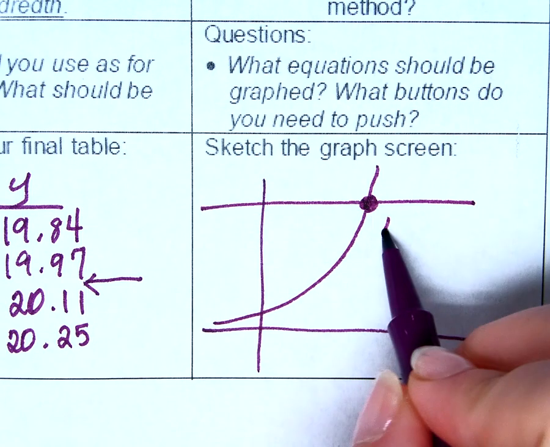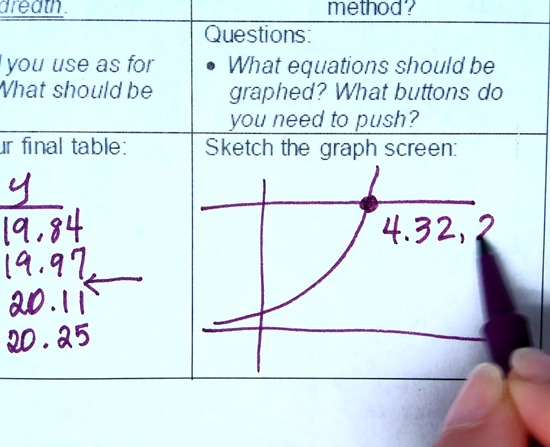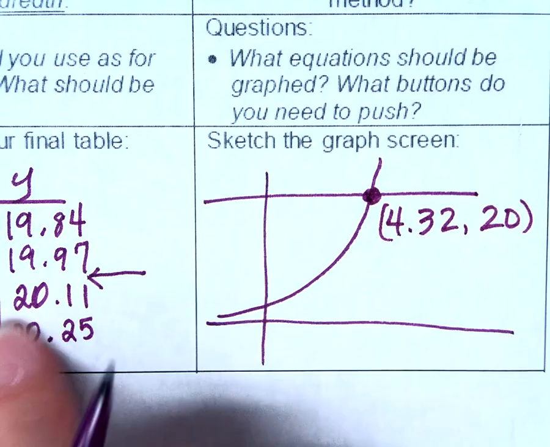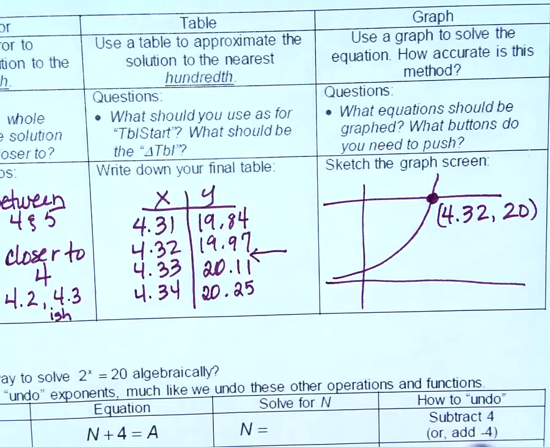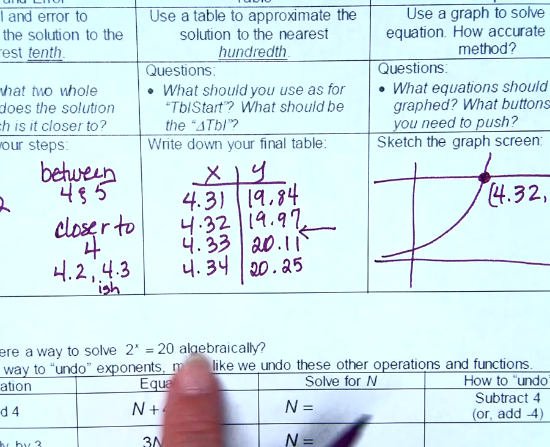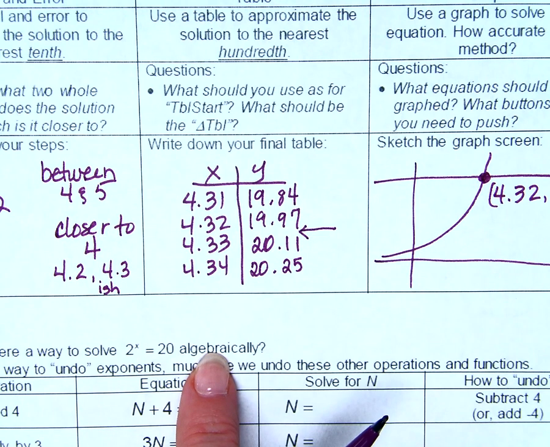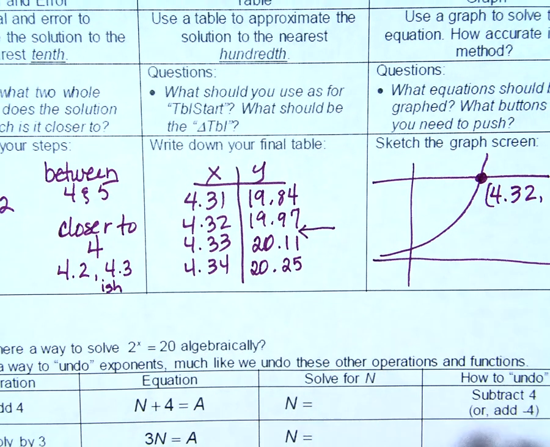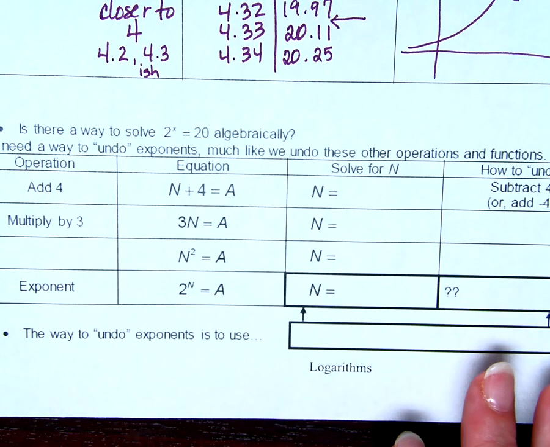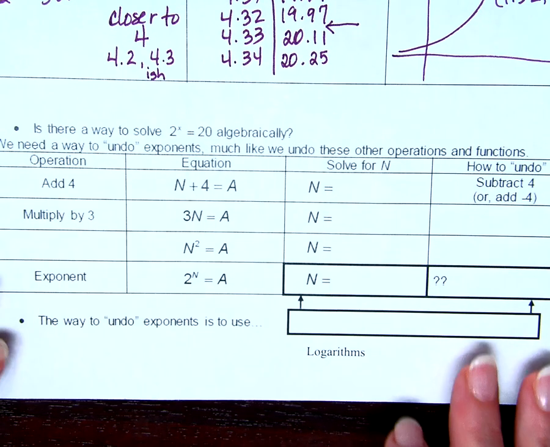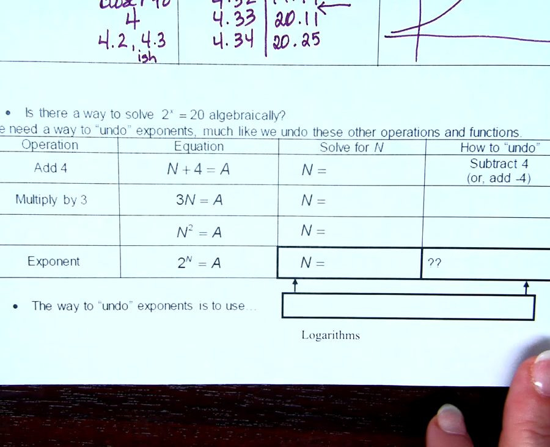That's the point of 4.32 and 20, which doesn't tell me any more than my table did, does it? Gosh, I wish there was a way to solve this algebraically. So when I say it that way, what does that mean? Yeah, there's a way, right?